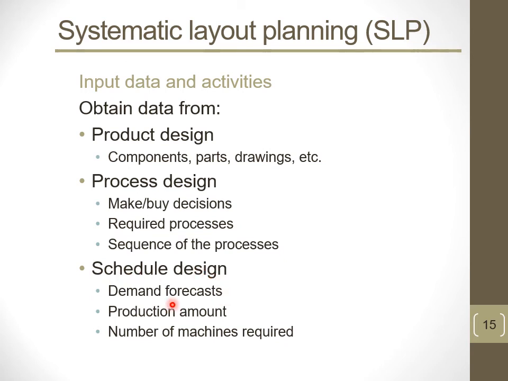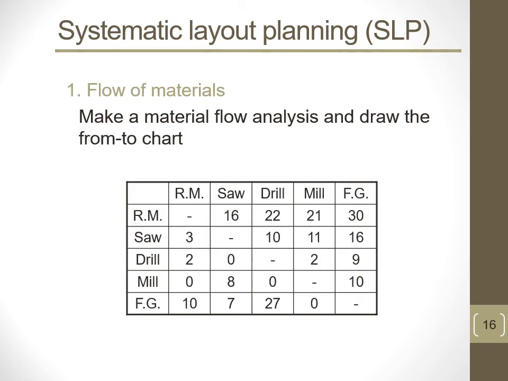Okay, we have the demand forecasts, production amounts, and the number of machines required, so that using this data, combining it with this process design and combining it with the product design, we can construct from-to charts or activity relationship diagrams. Then we construct the flow of materials from-to charts. Basically, we talked about the from-to charts.